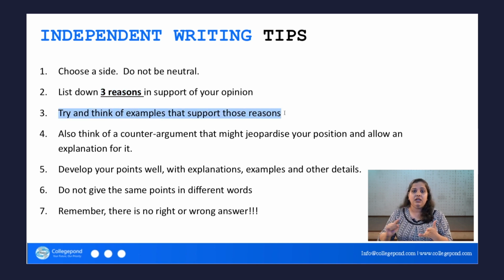So remember, the question said you have to use specific examples or details to support your reasons. So just giving the reasons for why you support that particular opinion, that's not going to work. You have to give enough examples. That's how you will get your points for topic development.